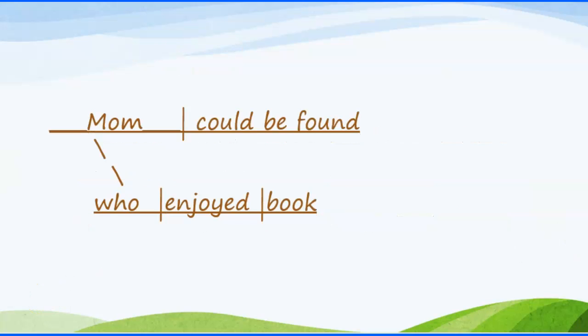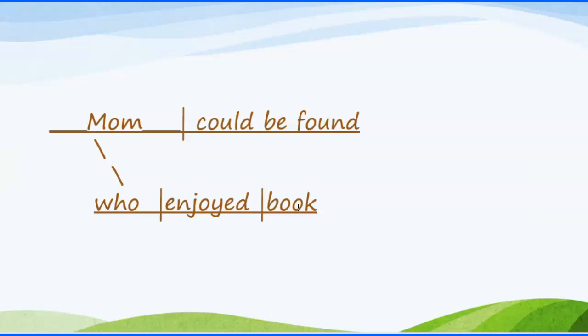So let's take a look at some diagramming of Mom, who could be found, I can't even remember the sentence now. Mom, who enjoyed a good book, could be found in the library on the couch. There we go. The main idea, Mom could be found. All 3 of those words are going to be part of your verb. The who enjoyed book, because this is dependent, it can't be up here. It has to come down here. So we have who enjoyed what, who enjoyed book.